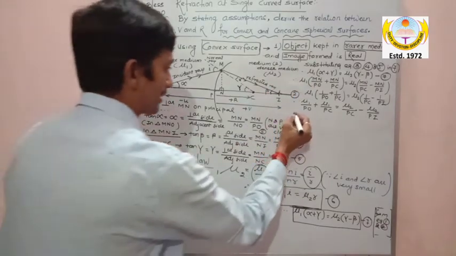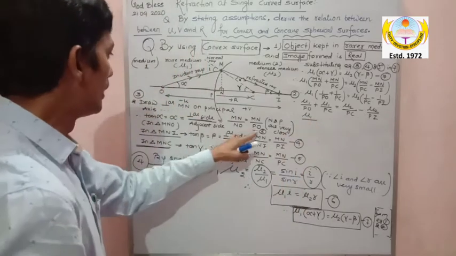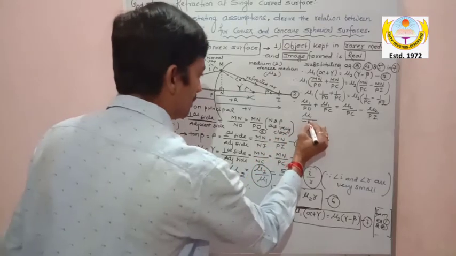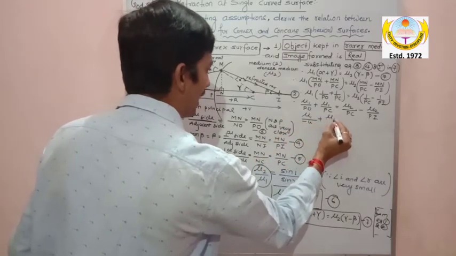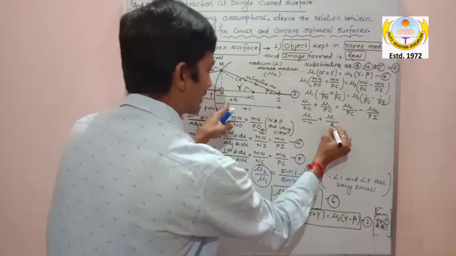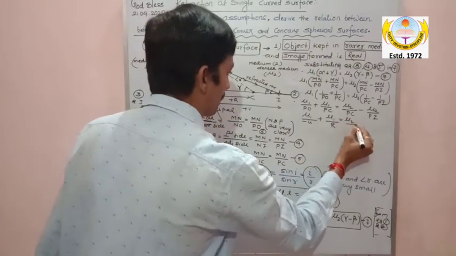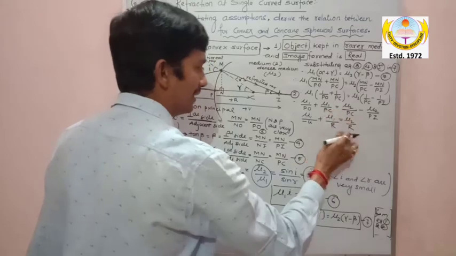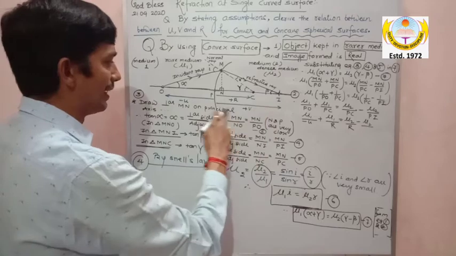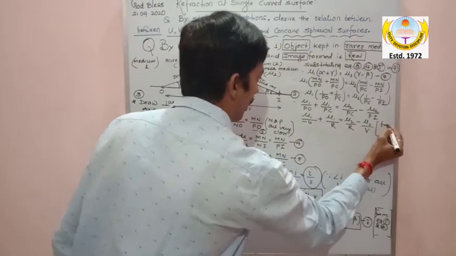Now substitute the next. Therefore, this is mu1 upon po. You can see po is how much in the diagram? Po is minus u. So here it is minus u plus mu1 upon pc. You can see pc is plus r. So here it is plus r in the diagram, is equal to mu2 upon pc, that is r, minus mu2 upon pi. You can see pi is plus v. And this I will obtain from the figure.